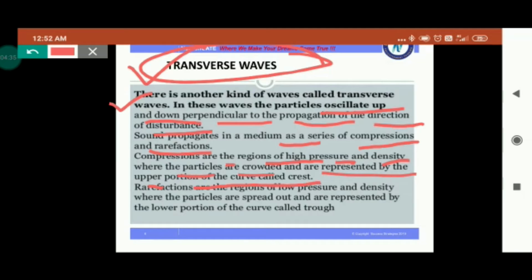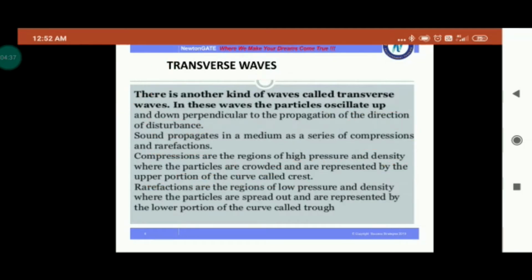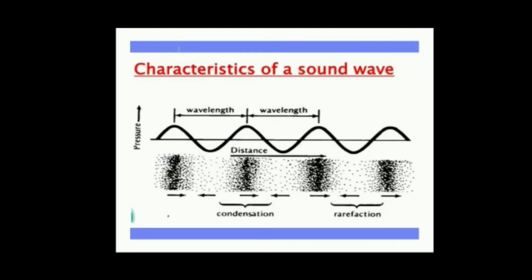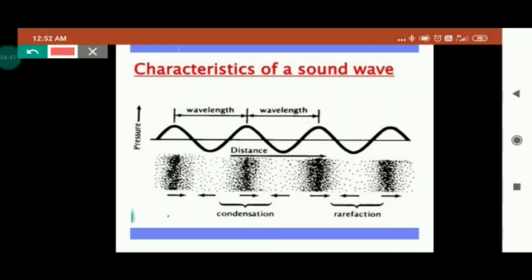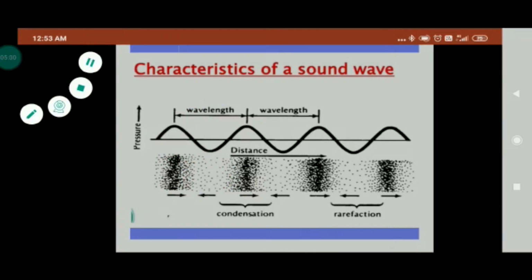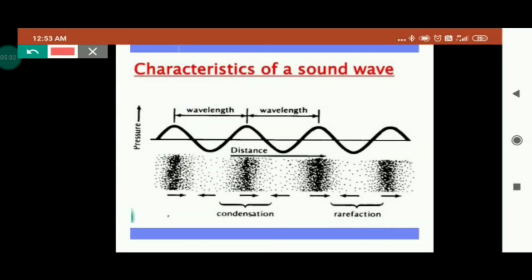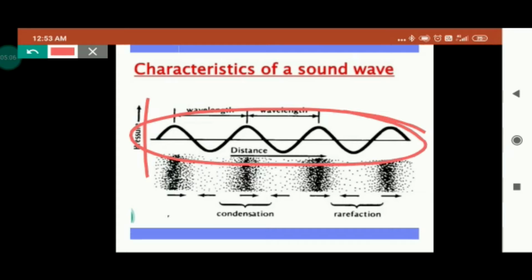So if we make a curve of the sound wave, we can see a picture like this. This upper part is for the compression, that is a region of high pressure. And this lower part denotes the rarefaction, that means a region of low pressure, where the density of the molecules is the lowest. Now let us discuss some of the characteristics of a sound wave. We know it travels in the form of a wave, so it looks exactly like a wave.